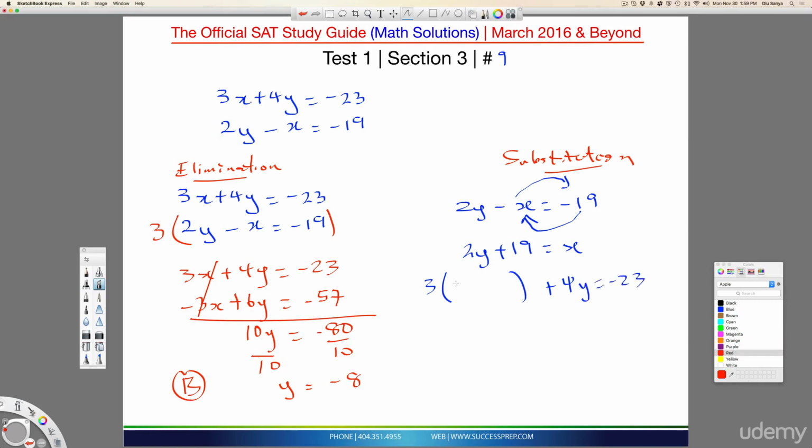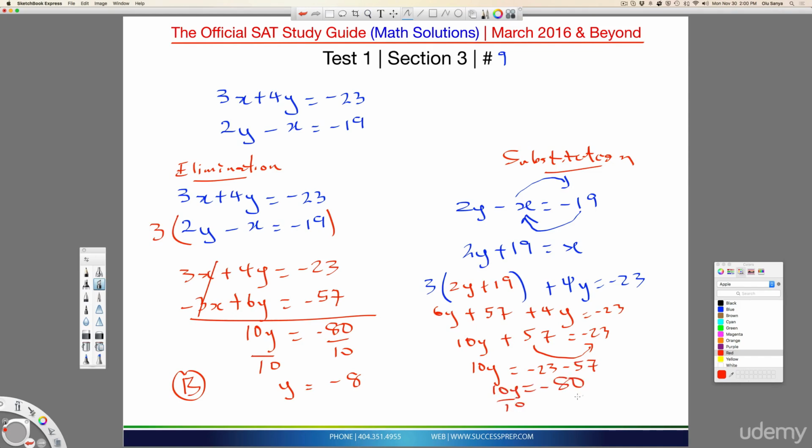Okay, so inside of here, it used to be 3x. Well, that x is 2y plus 19 now. Multiply through, you get 6y plus 3 times the 19 again is 57 plus 4y equal to negative 23. The 6y and 4y is 10y plus 57 equal to negative 23. Obviously, this 57 will go over here because like terms. So plus 57 will become minus 57 when it comes here. So it's 10y equal to minus 23 minus 57, which is negative 80. 10y divided by 10 on both sides. So y again is negative 8.